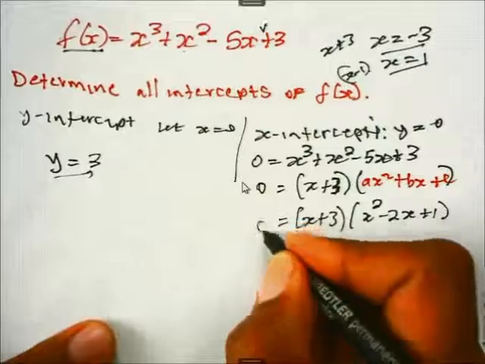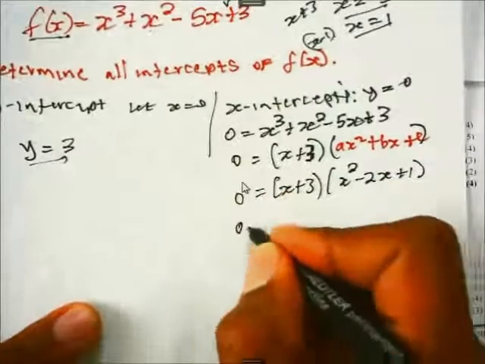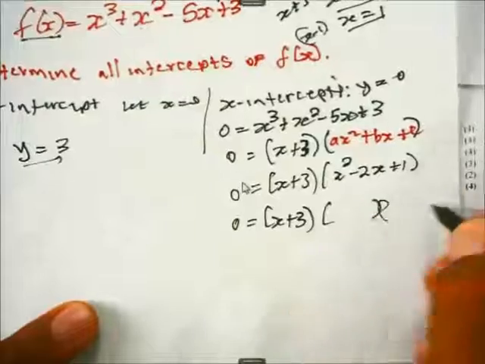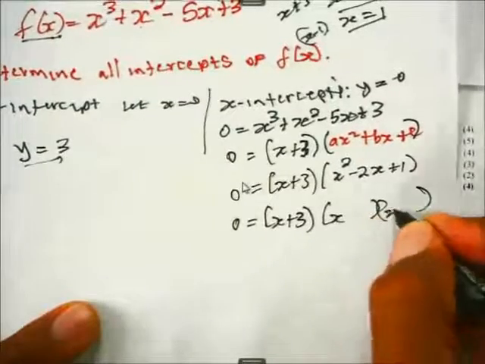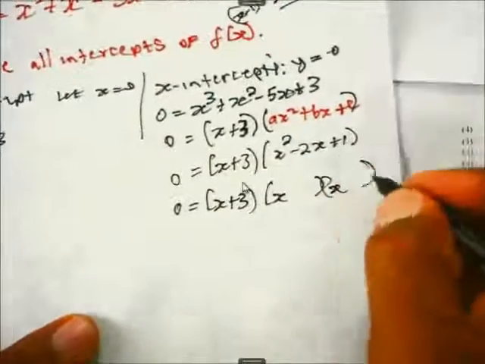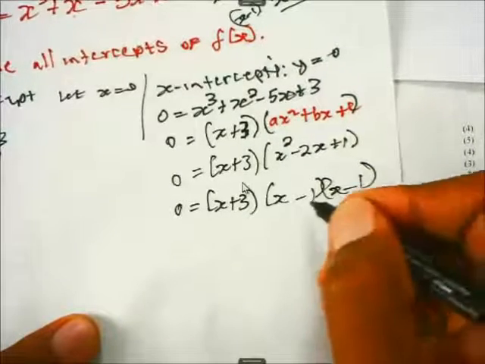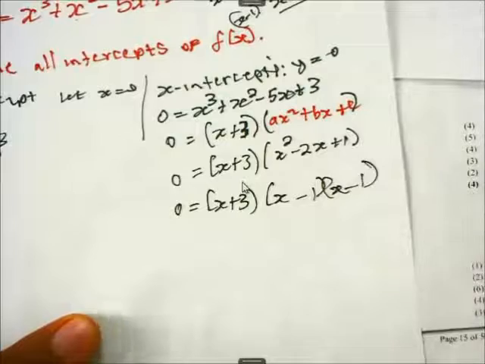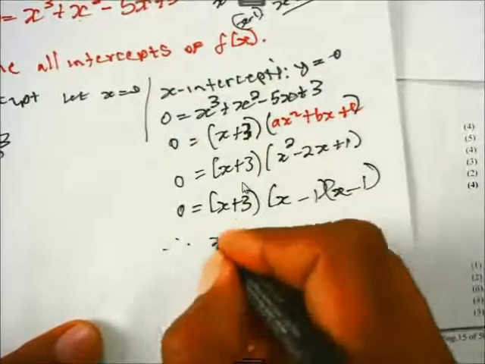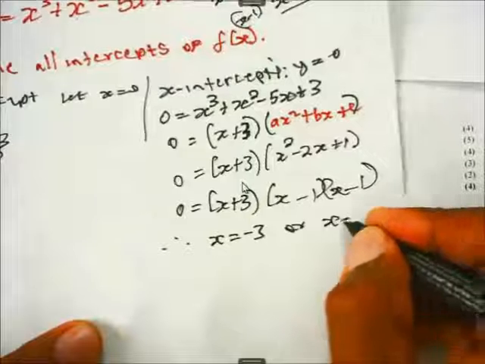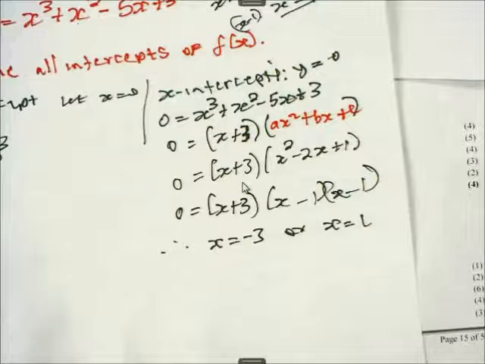Good. And now we have 0 here. And now 0 is equal to, we still have x plus 3. Now we must try to factorize this one. That is x multiplied by x. That's great. Factors of 1 is 1 multiplied by 1. Of course, both of them must be negative because negative times negative will be positive. And now, therefore, now we can say x is equal to minus 3 or x is equal to 1. X is equal to 1.